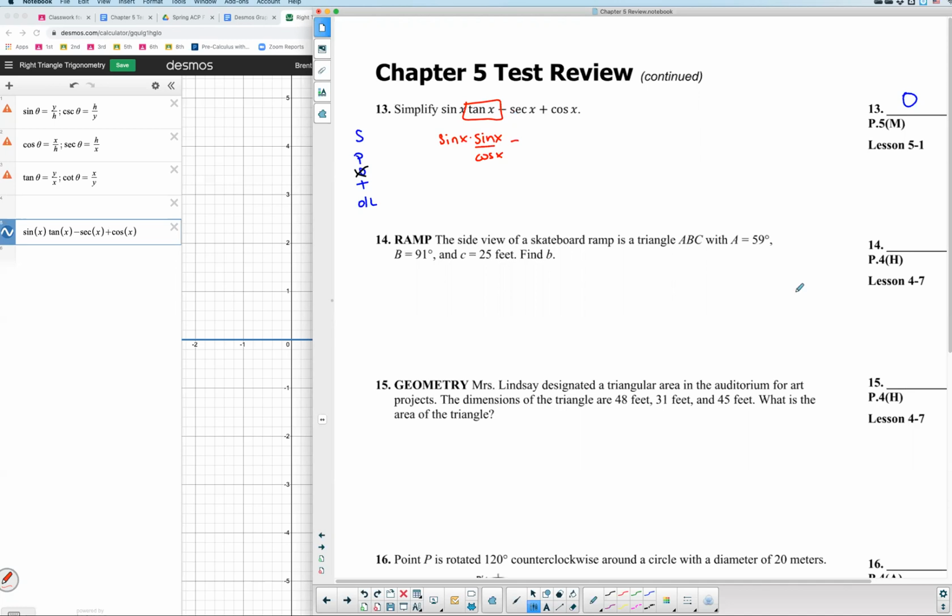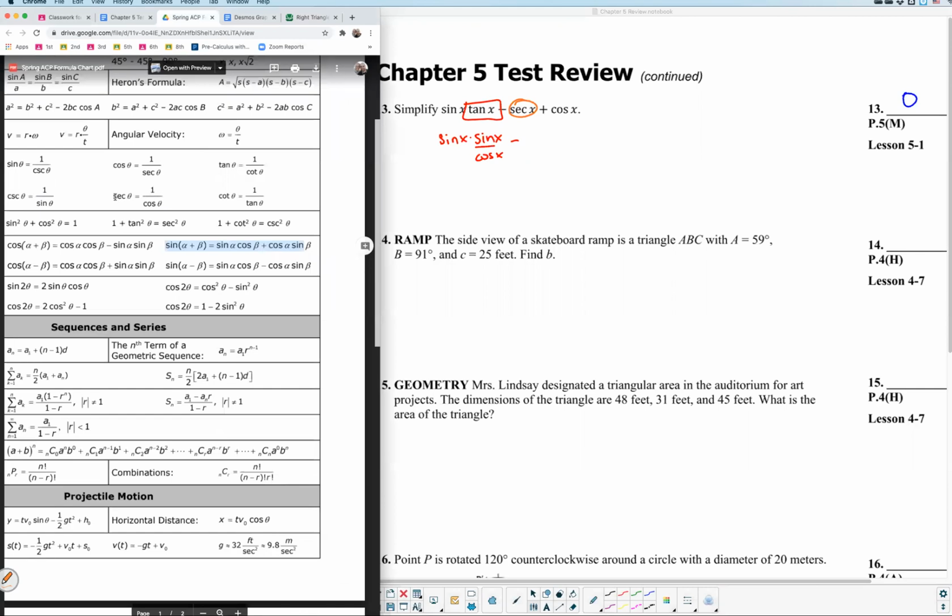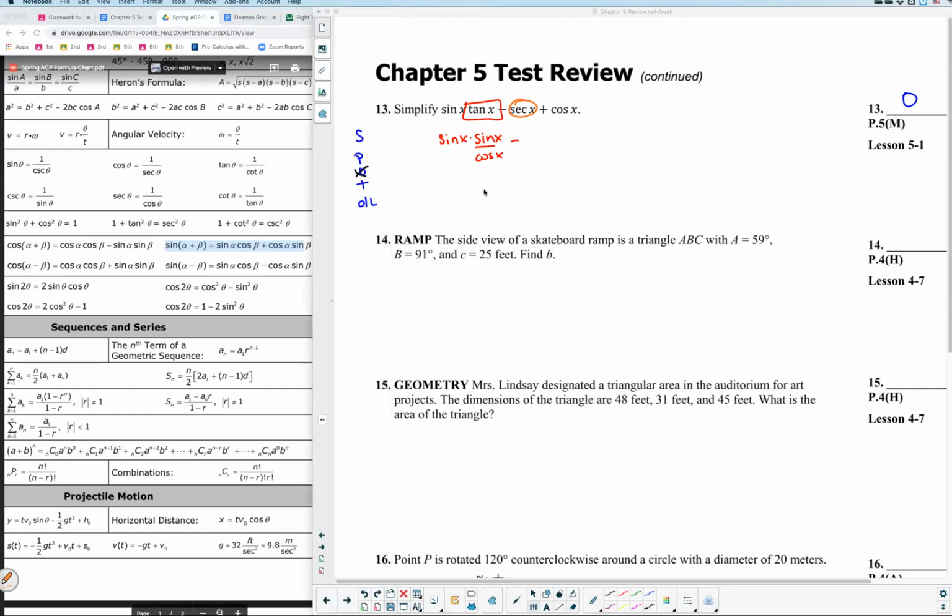That right there is called the quotient identity. I can also transform secant. Secant is the reciprocal of cosine. So secant could be written as 1 divided by sine. 1 divided by, I said sine, I'm sorry, cosine. Apologies. And now I pick back up. Plus this cosine. So I have two fractions, and these fractions happen to have a common denominator. So I will be able to combine those.